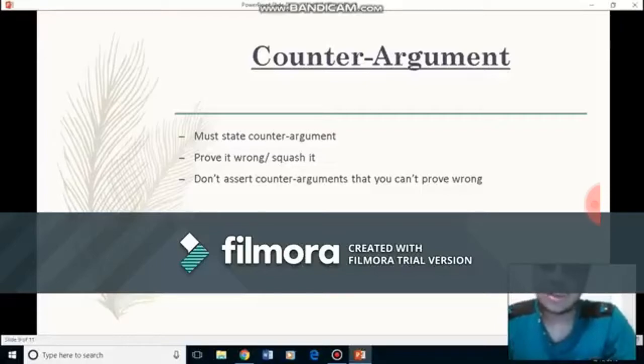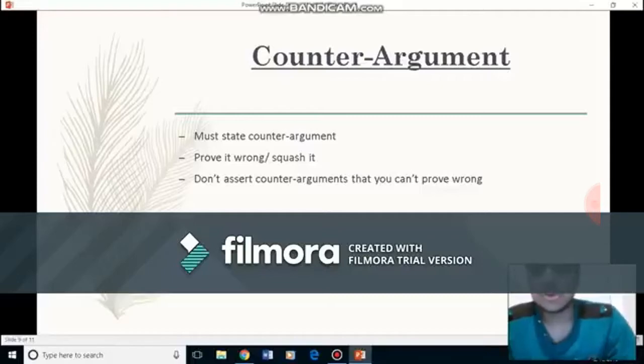And the counter arguments, don't forget about them. You should have a paragraph about counter arguments and squashing them, meaning that you prove them wrong. So don't write any counter arguments that might be striking to you but you can't prove wrong, because that's gonna affect your essay. So that's the counter argument. And then we move on to the last part of the essay, the conclusion.